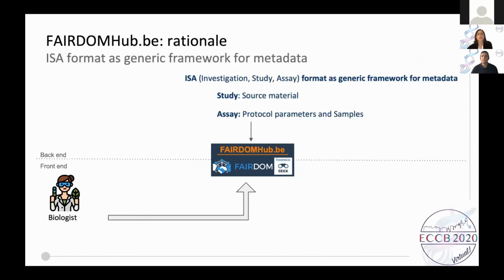More specifically, FreedomHub.be uses the ISA format as a generic framework for metadata. And ISA stands for investigation, study, and assay. Investigation is like the context of the project. The study is more a specific biological question and hypothesis, and the assay is in fact the technique that you do. So for example, a title for the investigation could be P53 in lung cancer. A title for the study could be the DNA methylation in P53 gene, and an assay could be DNA extraction.